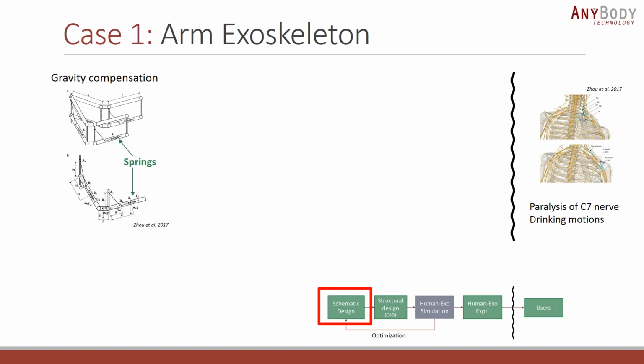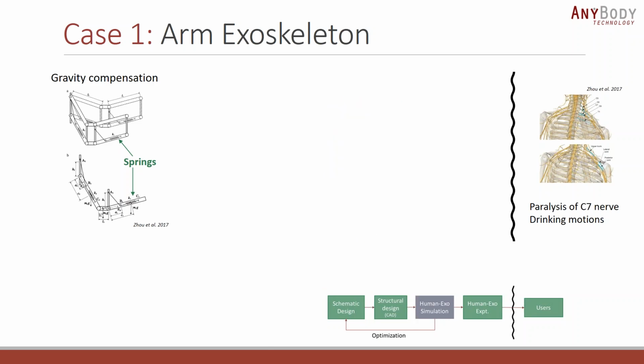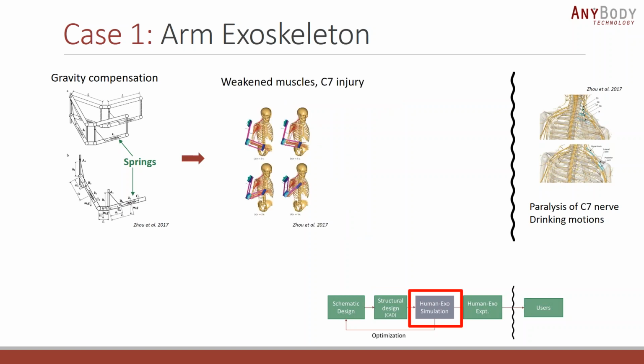So step 1, as we see in this flowchart at the bottom, is to create a schematic design, and that is exactly what they started with. I've marked out the springs in this gravity compensation mechanism. It was the stiffnesses of these springs that they were trying to calculate eventually. So they knew the positions, but they wanted to know the stiffness. They then created a more detailed structural model of this exoskeleton in SolidWorks, and then exported this model into AnyBody and combined this with the human body model to create a man-machine model.